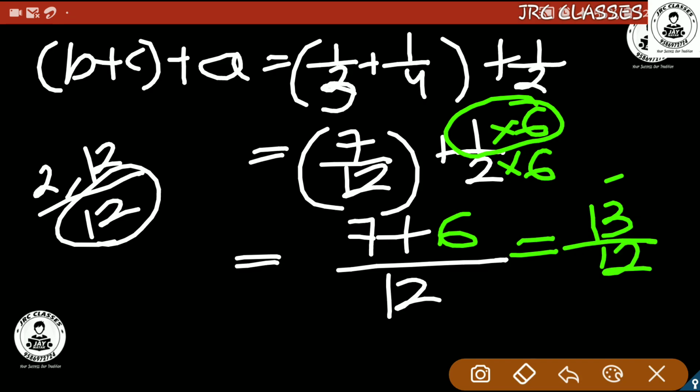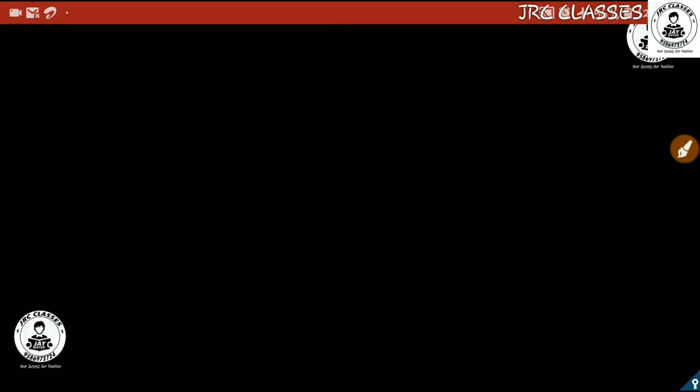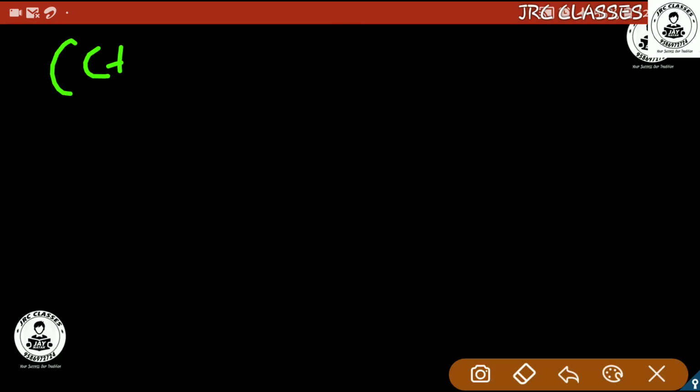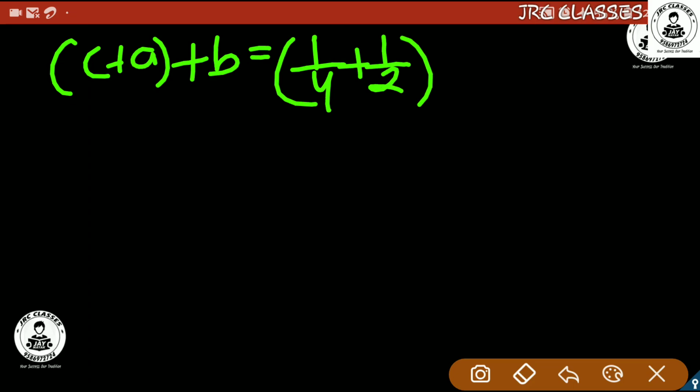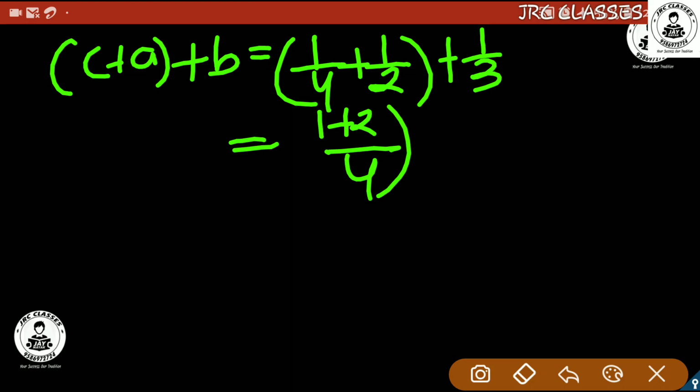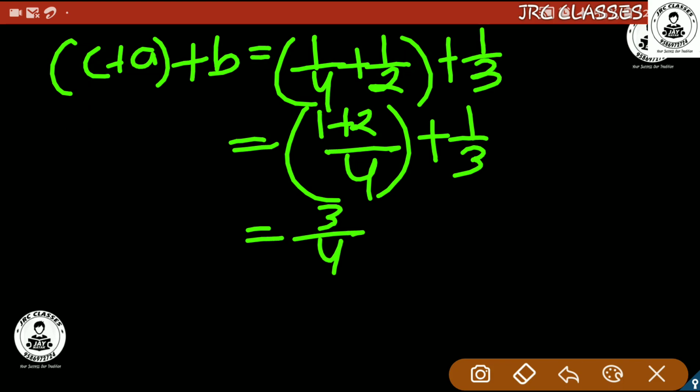13/12. That is the same answer we got for the first group. Okay. Now last group we will take C plus A plus B. What is C? 1/4. What is A? 1/2. Plus what is B? 1/3. Okay, 1 upon 4 plus 1 upon 2. LCM is 4. I will write directly. 1 plus 2 is 3. 3 upon 4 plus 1 upon 3. LCM of 4 and 3.